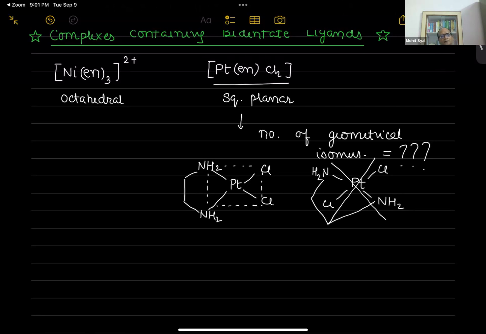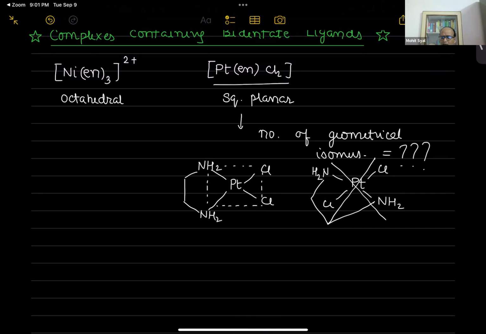Where are we lacking? Look, the problem is not with the Cl. It is with the ethane 1,2-diamine. Can you see that if you put it in the trans, will it be able to connect? Because the ring is going to be very big.